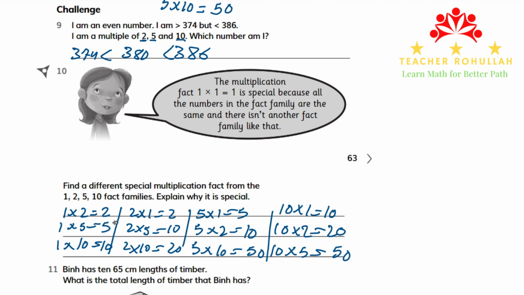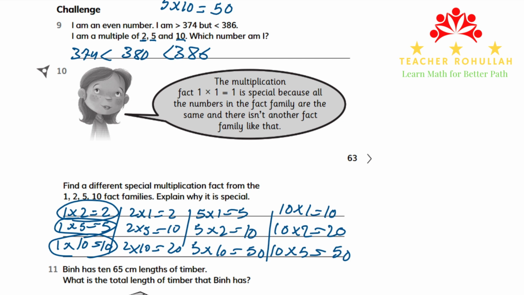The multiplication fact that's special here is multiplying with 1, because any number multiplied by 1 gives us the same number. 1 times 2 is 2. 1 times 5 is 5. 1 times 10 is 10. It is special because when we multiply any number by 1, we get the same number.